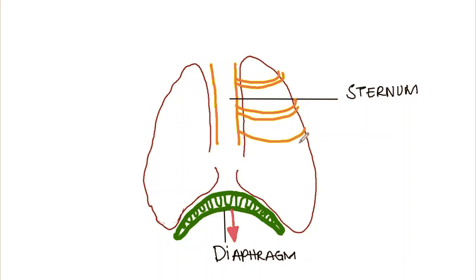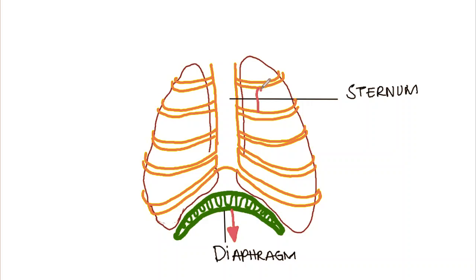Ribs are not just protecting the lungs, ribs are also important as they provide a mechanism for inhalation and exhalation. Two types of muscles are attached with the ribs. The one shown by the red lines, they are between two ribs. They start from one rib and attach to another rib at its other end. These muscles are called external intercostal muscles.